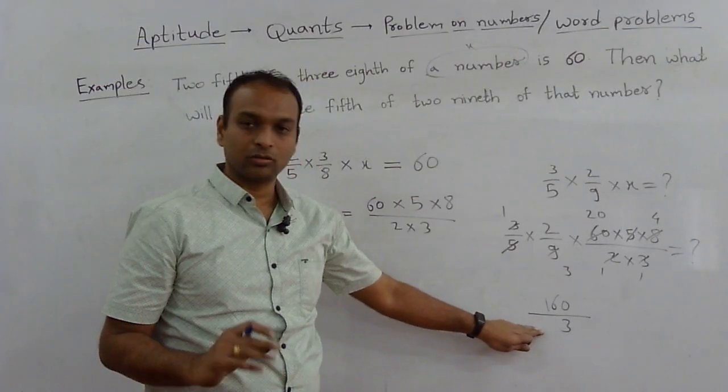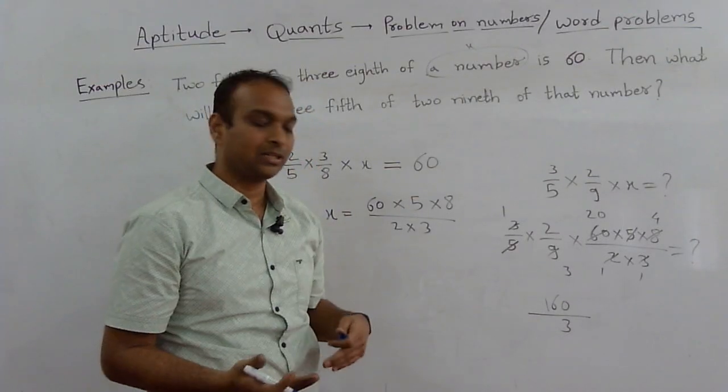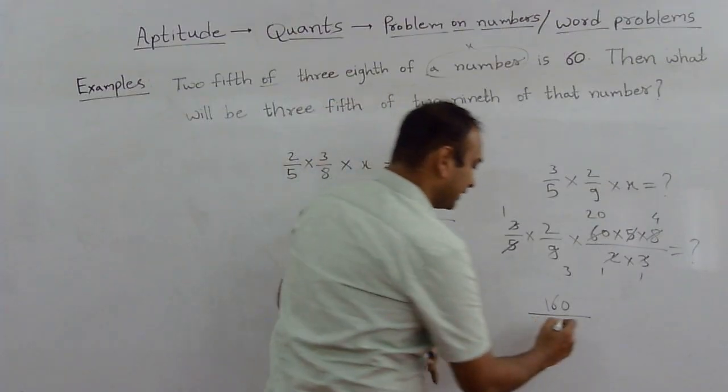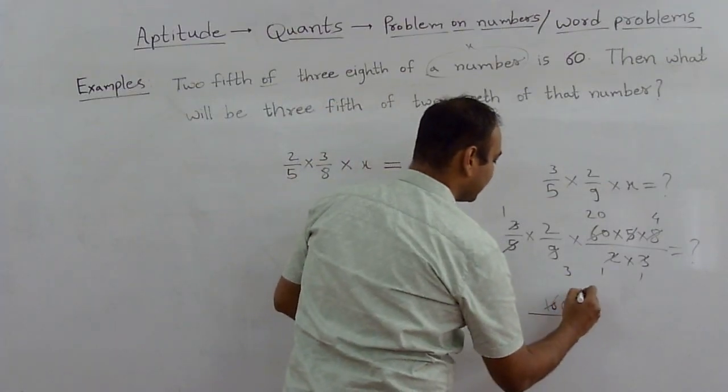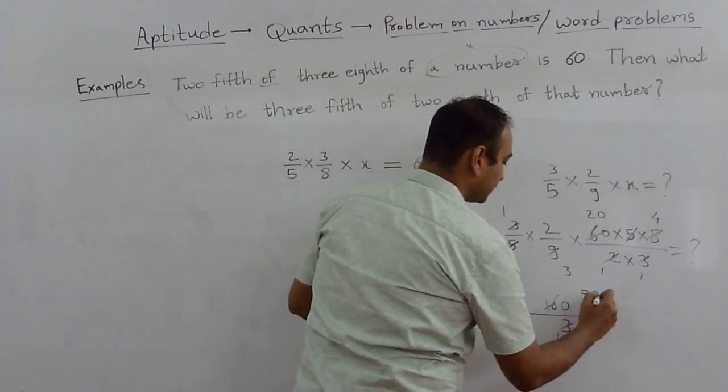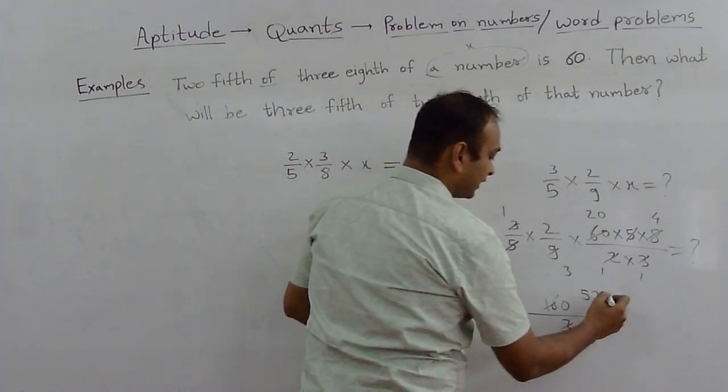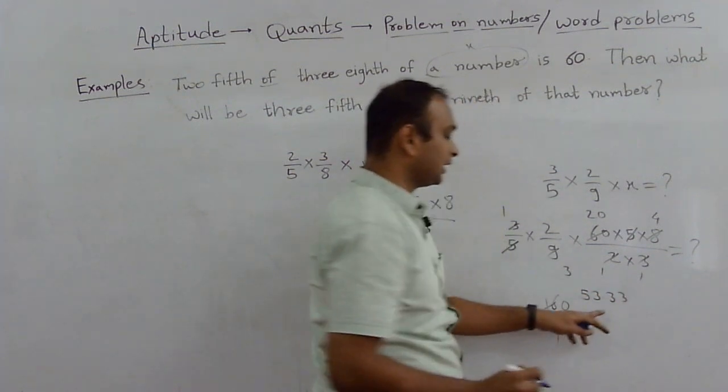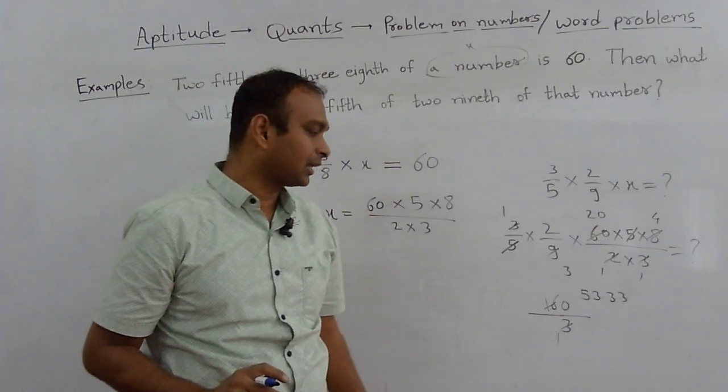So if you want, you can keep it as it is, or you can convert it into decimal by again dividing it by 3. So 3 ones are 3, 3 fives are 15, 1 is remaining, 3 threes are 9, 1 is remaining, and this will go on. 53.33 is the final answer.